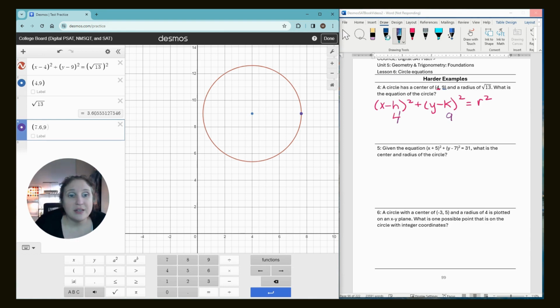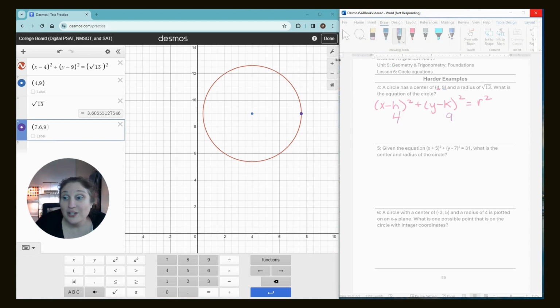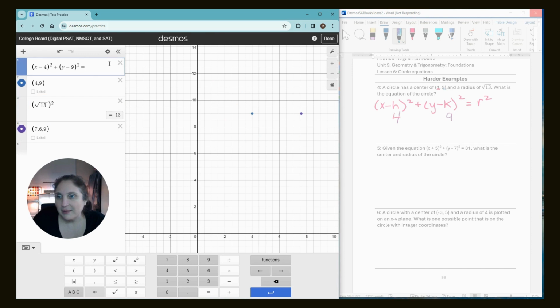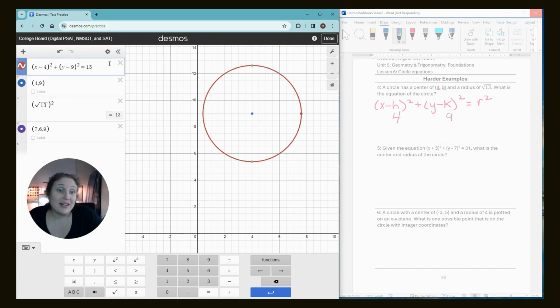So what is the equation? The equation is what I have on the left. The only thing I would do differently is instead of typing the square root of 13 and then squared, I would just square that right away and get 13. I don't know why it's not letting me type on that. So we'll just write 13, and that's the correct answer. We have (x minus 4) squared plus (y minus 9) squared equals 13.